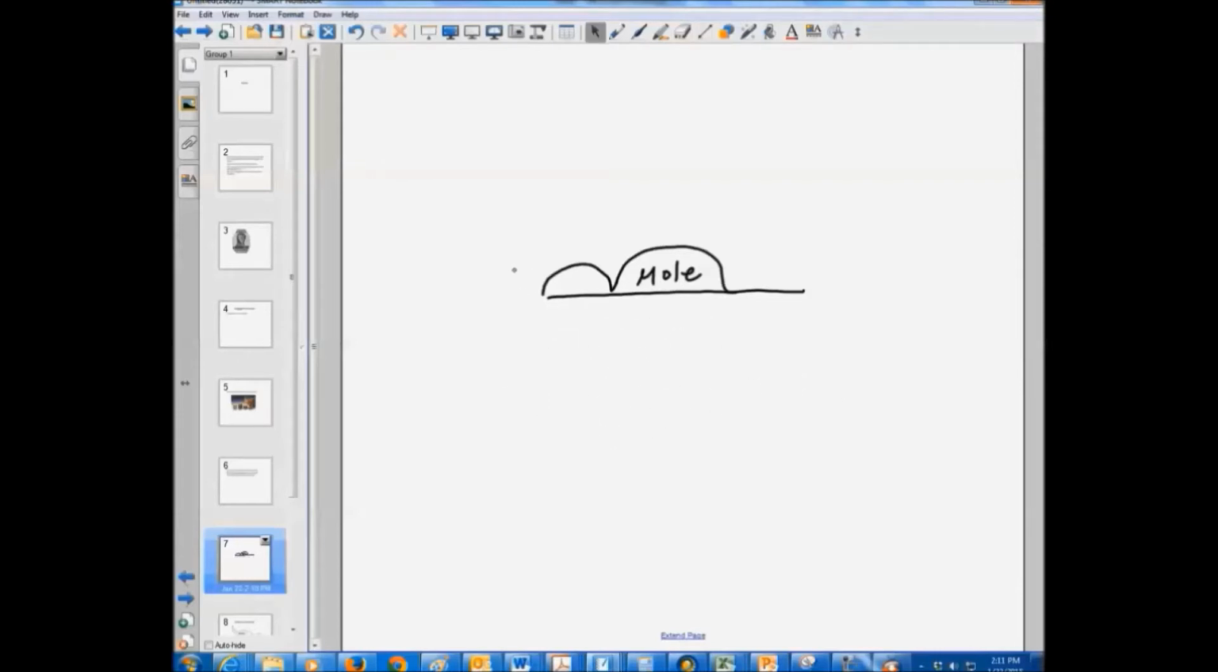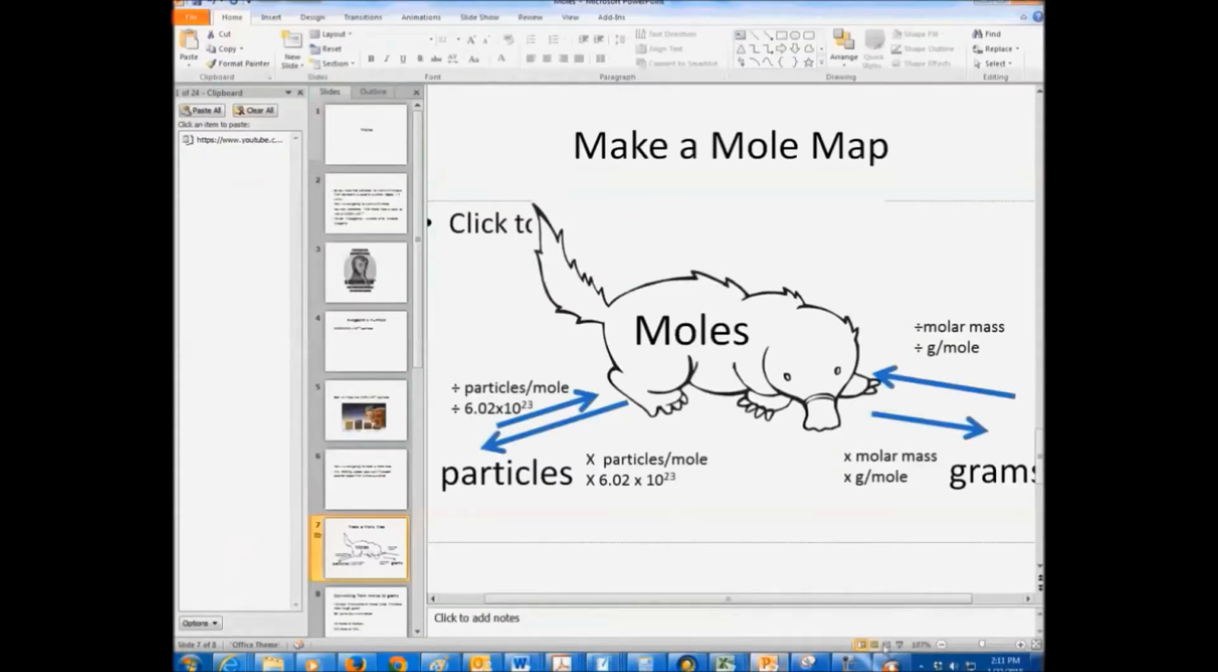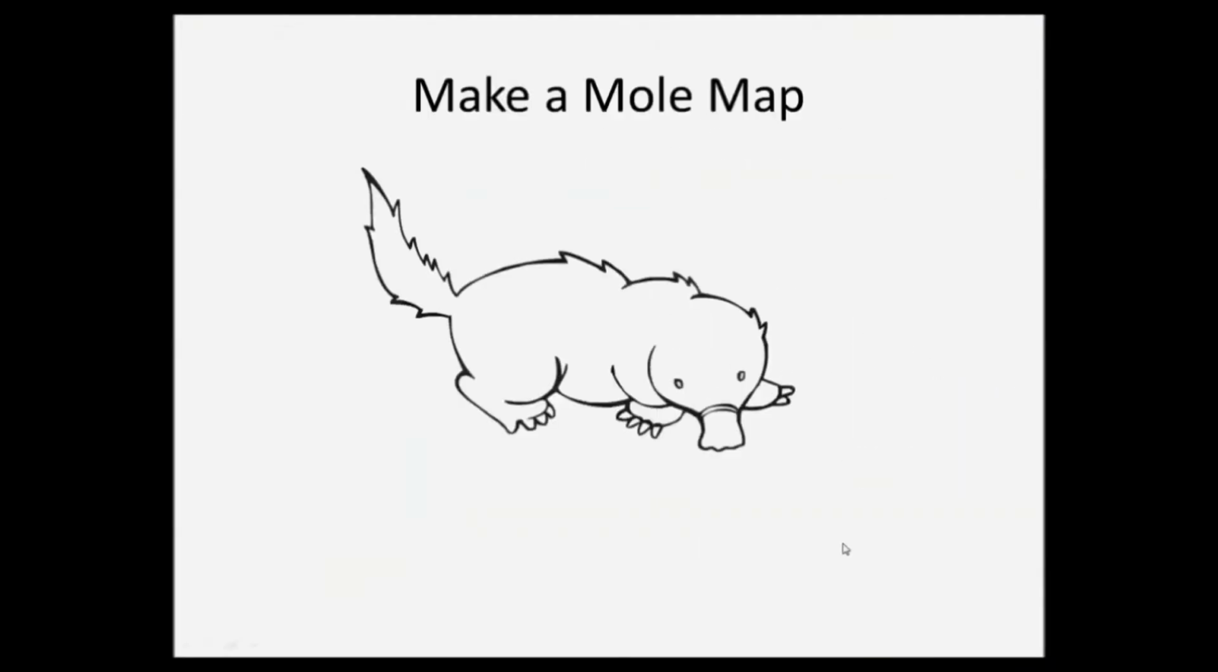I'm going to go back to the PowerPoint. This is tricky. You write the word mole in the middle. Then you're going to write grams down to his lower right-hand corner. Draw an arrow from the mole to grams. And the way we take care of moles, if we are given moles and we want to find grams, we multiply it by the molar mass. So draw an arrow, and next to the arrow, write times molar mass.